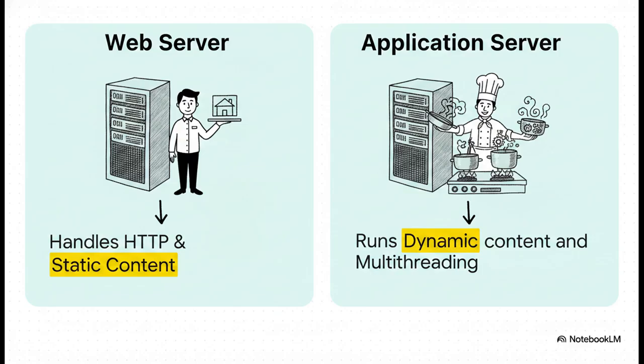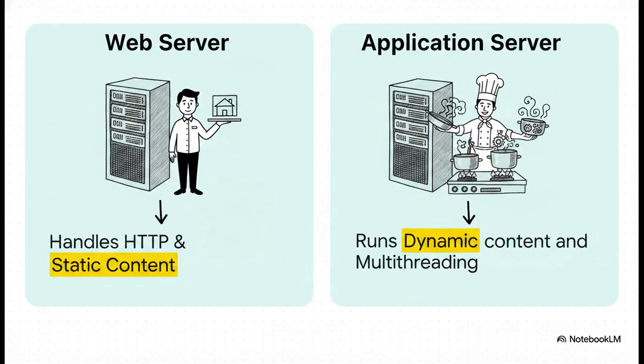An application server, however, that is the heavy lifter. It exposes the business logic to client applications, meaning it generates dynamic content and runs complex enterprise-based applications. Because of this, it utilizes way more resources, has a far higher capacity, and fully supports multithreading to handle complex, simultaneous tasks. Often, they're deployed right alongside each other.